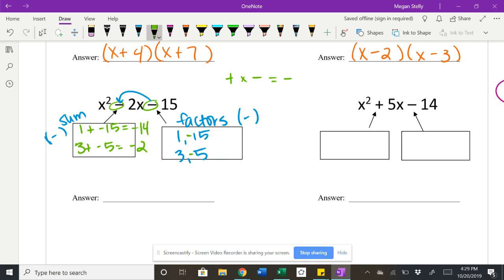And so I want you to go ahead and tell me which pair of factors we want and type in your answer. How would we write our two binomials? So we want 3 and -5. And so our answer, x plus 3, x minus 5.